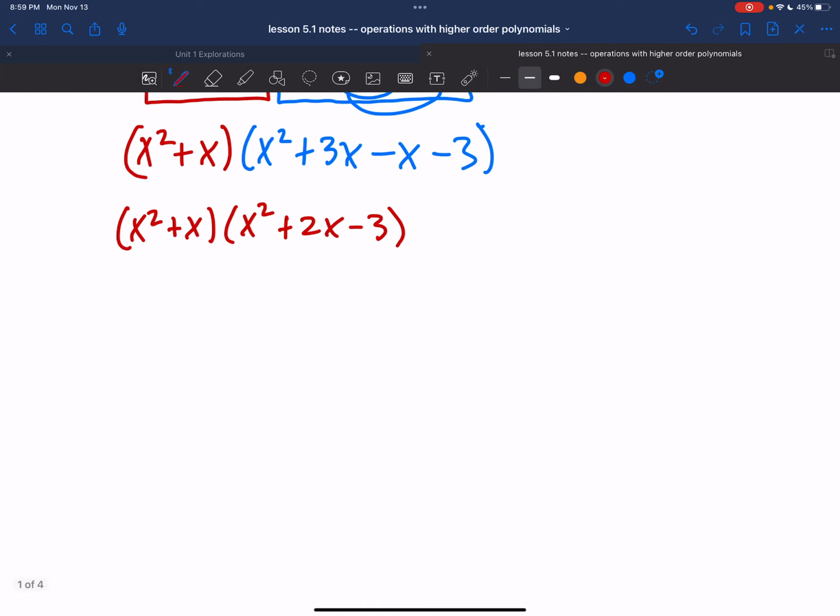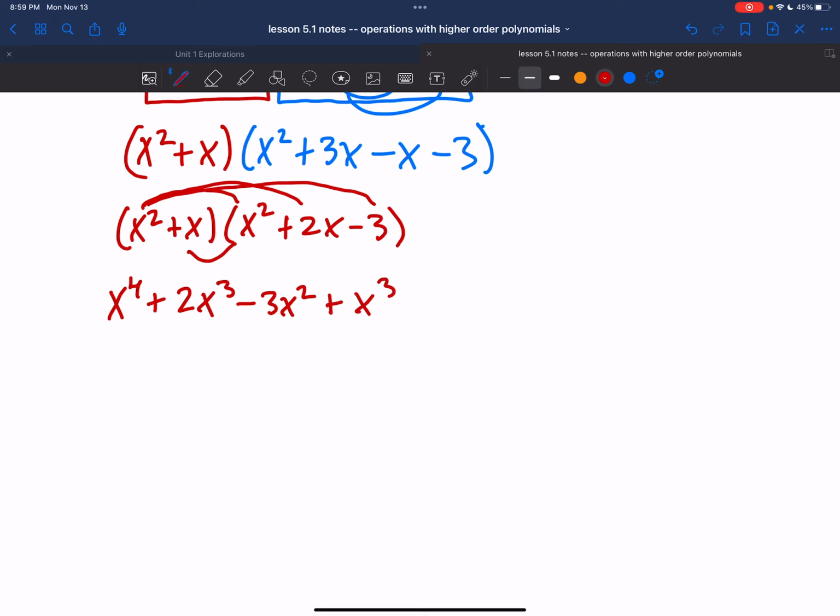And now we'll distribute these things again, right? X times x squared is x to the power of 4. X times 2x is 2x cubed. X times negative 3 is negative 3x squared. X times x squared is x cubed. X times 2x is 2x squared. X times negative 3 is negative 3x.